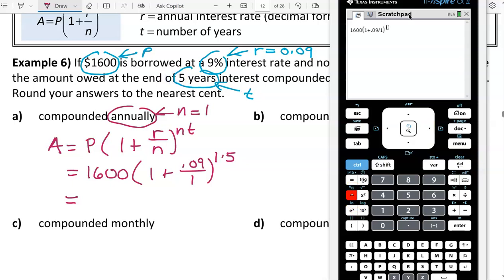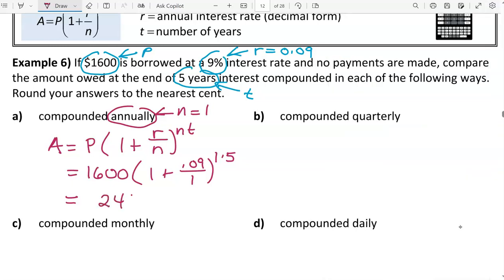And then use your caret key to make an exponent, raised to the 1 times 5 power. And that gives us 2461. And we're rounding to the nearest cent so that the cents would be 0.80. 2461.80 rounded to the nearest cent, 2 digits after the decimal point.